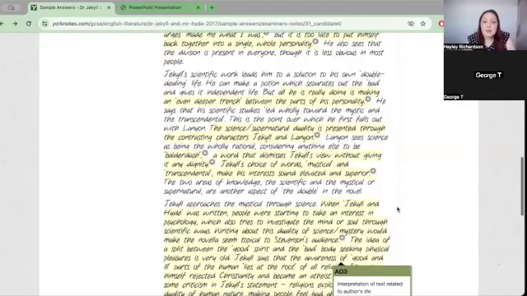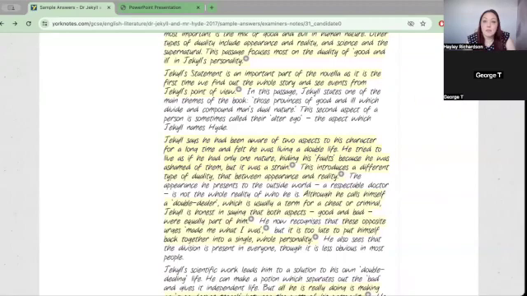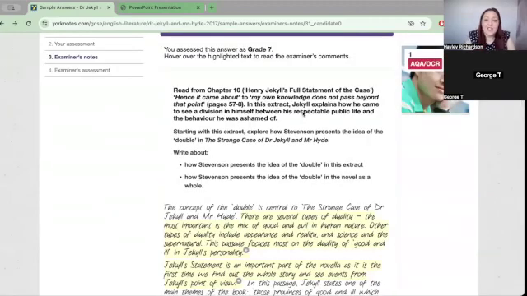Okay, and this has some comments from the examiner along with it. So let me move myself out of the way. Okay, so the question is: read from chapter 10, Henry Jekyll's full statement of the case, from "Hence it came about" to "my knowledge does not pass beyond that point", pages 57 to 58. In this extract, Jekyll explains how he came to see a division in himself between his respectable public life and the behaviour he was ashamed of. Starting with this extract, explore how Stevenson presents the idea of the double in the Strange Case of Dr Jekyll and Mr Hyde. Write about how Stevenson presents the idea of the double in this extract and how Stevenson presents the idea of the double in the novel as a whole.